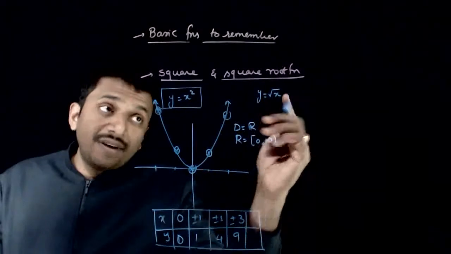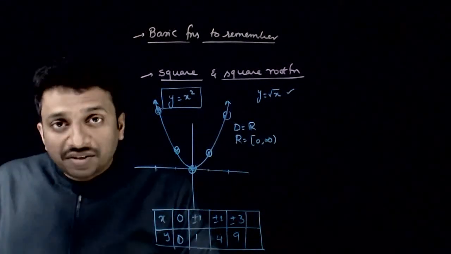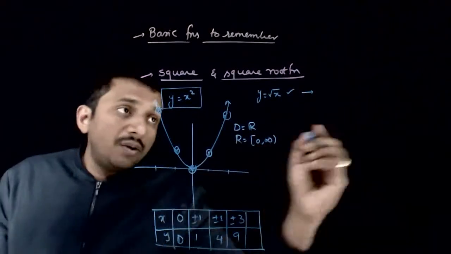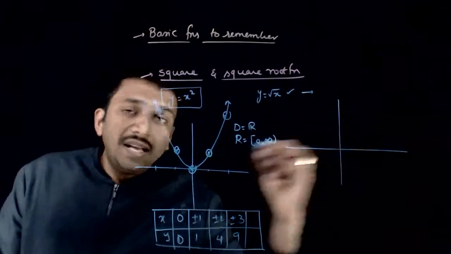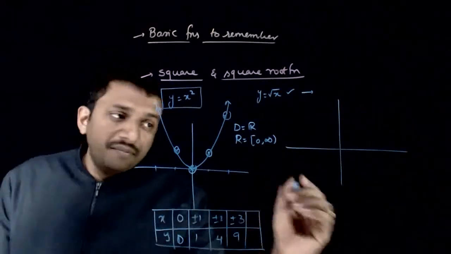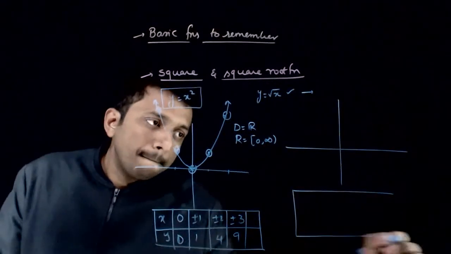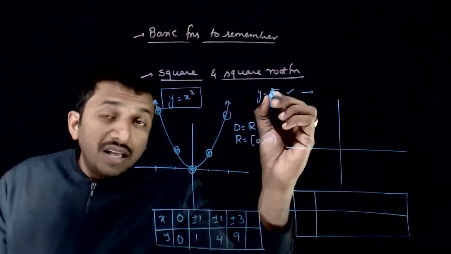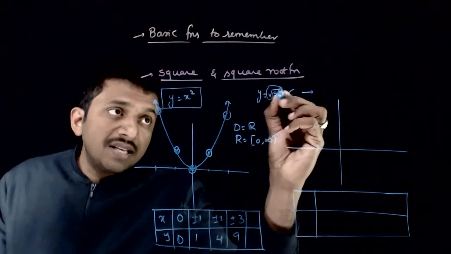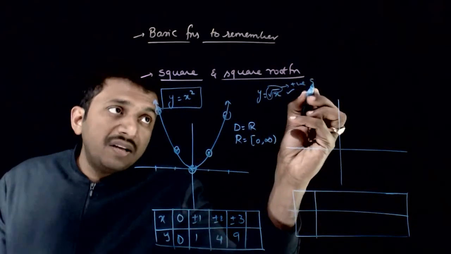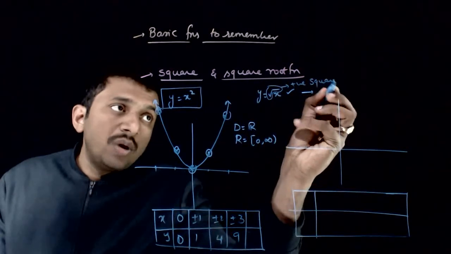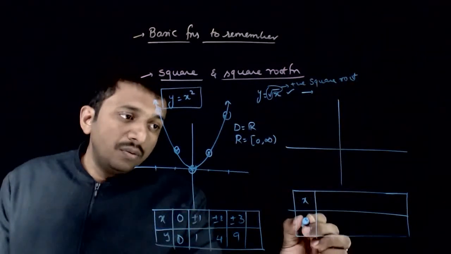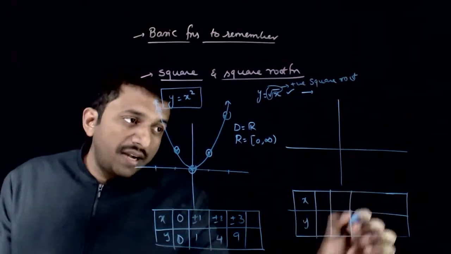Next, if you have the function y is equal to root x. So y is equal to root x is called the square root function. So if you take the graph of this, again, as we have seen in the modulus function, this is the symbol for positive square root. So let us draw a table.